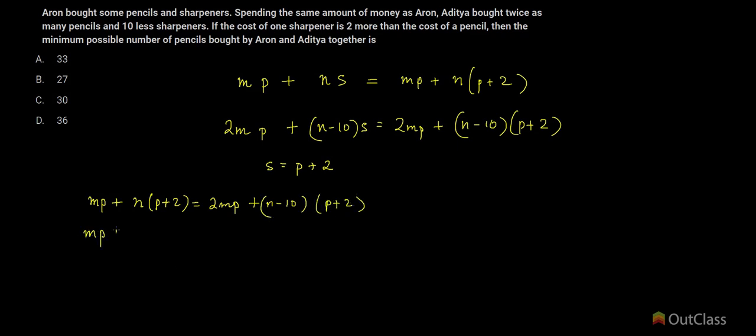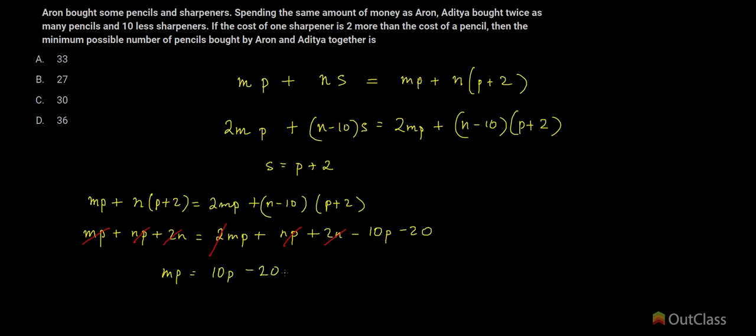Let's expand. We have MP, NP, 2N on one side, and 2MP, NP, 2N minus 10P minus 20 on the other. You can cut a lot of things here. NP, 2N, NP, 2N cancel, and MP cancels with the second MP, and you have MP minus 10P minus 20 equal to 0. So let's write it as MP is equal to 10P minus 20. So that's what we got: an equation MP is equal to 10P minus 20.